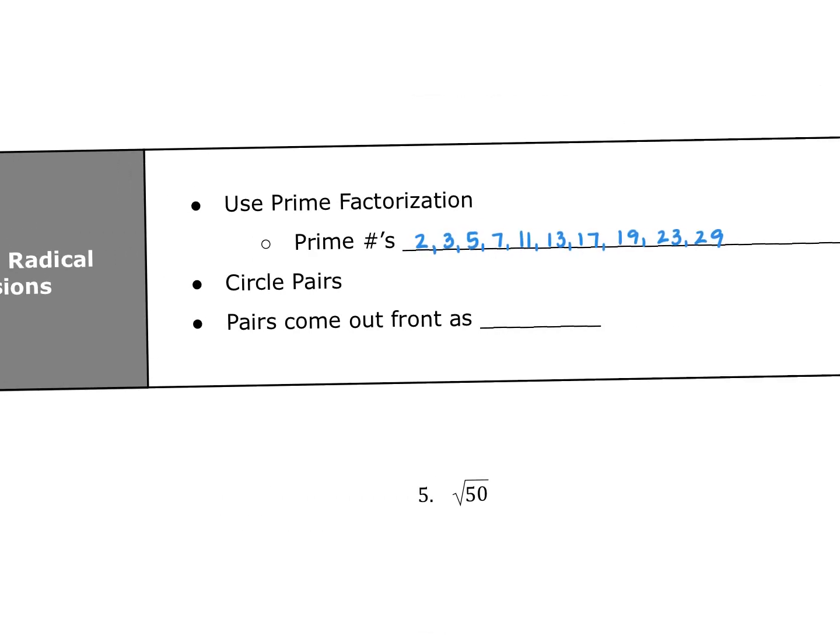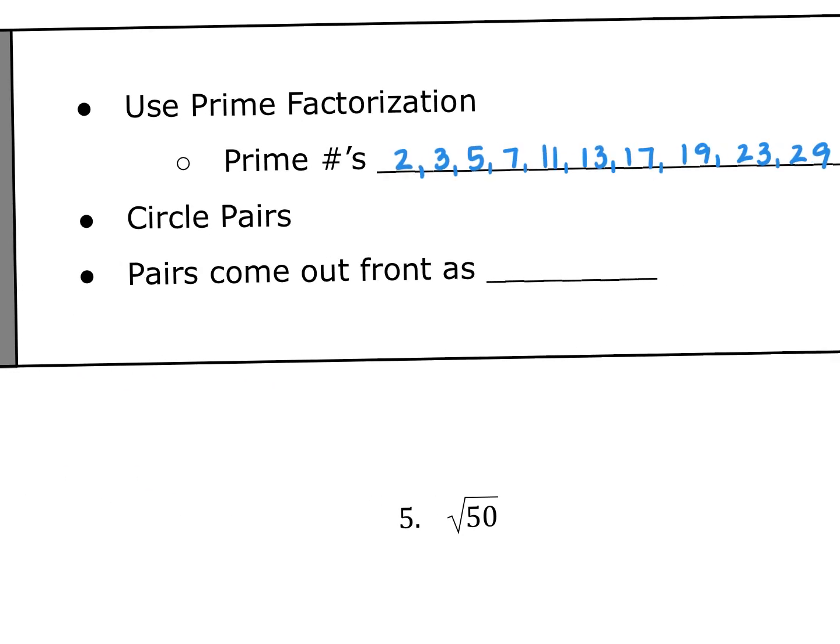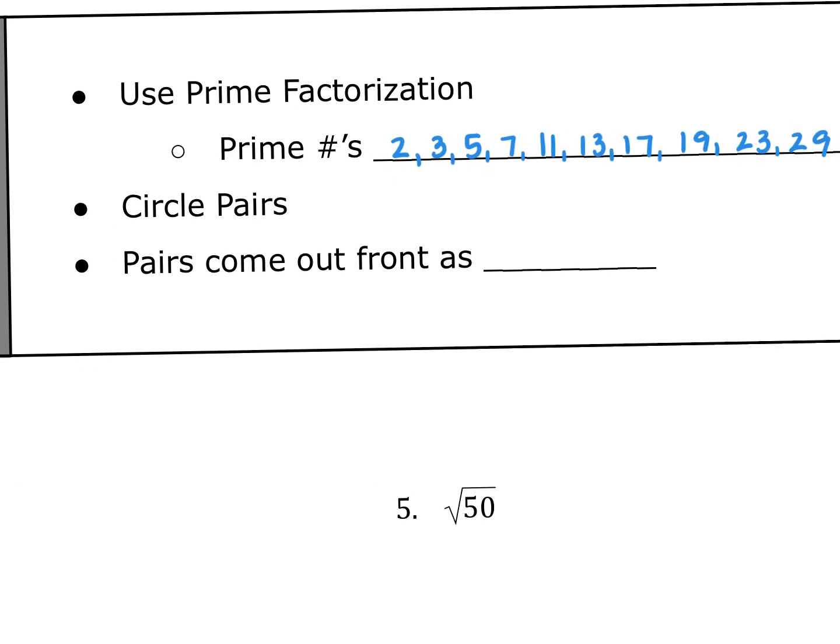Okay, we're going to use prime factorization, and we're going to circle pairs. So when we break things down, if you have more than one of the same number, you're going to circle those, and that would become a pair. And then pairs are going to come out in front. And when I say in front, that's going to be in front of your radical or in front of your square root as one number. So if I had two 2's, I'm going to circle both those 2's, but I'm only going to write one down out in front. So let's try some of these.